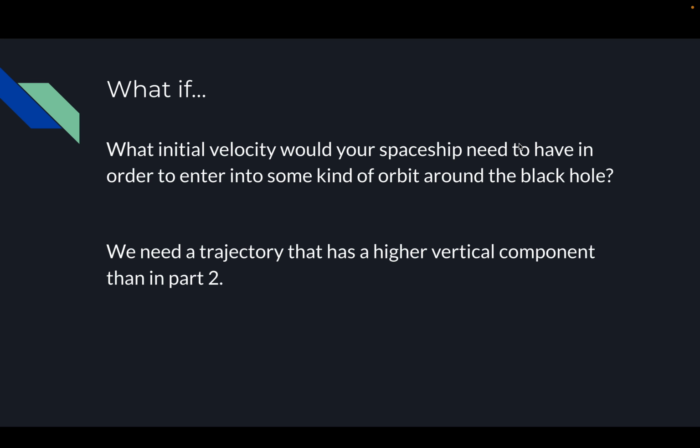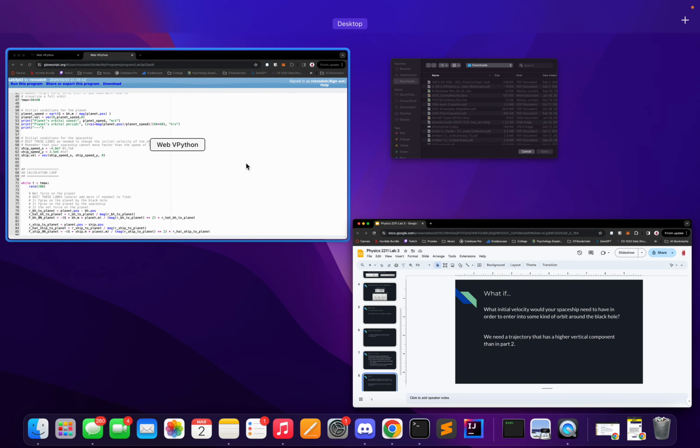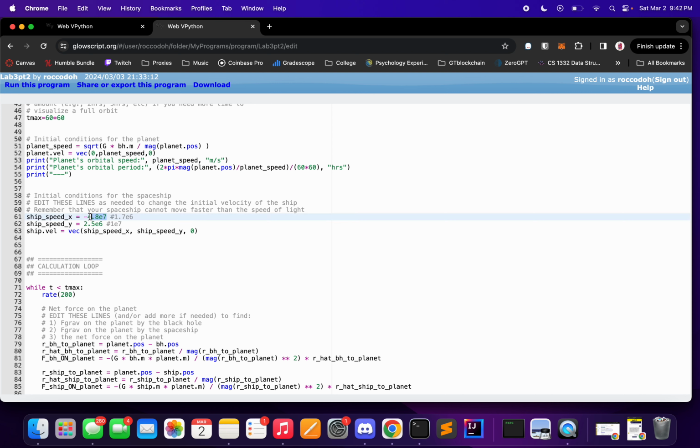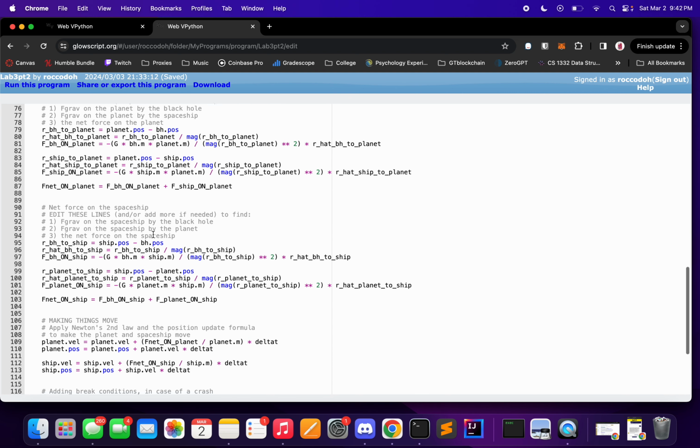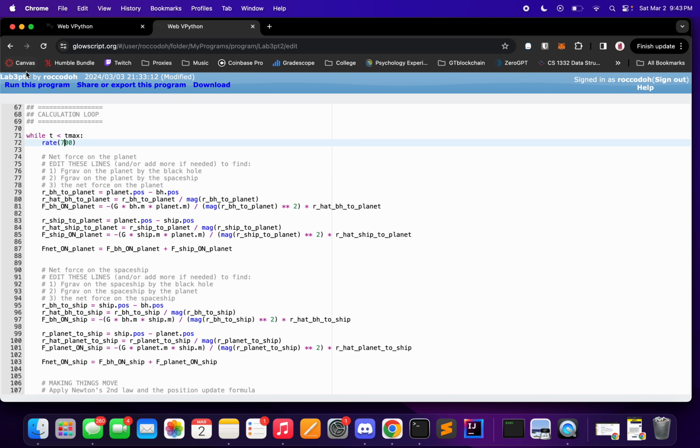And what initial velocity would your spaceship need to have in order to enter some kind of orbit around the black hole? We would need a trajectory that has a higher vertical component than in part 2, because in part 2 it had a high enough escape velocity to just swing out of orbit. So if we switch these values that I calculated before, let me comment this out and then comment this out. And let me make it run a little bit faster just to save time.